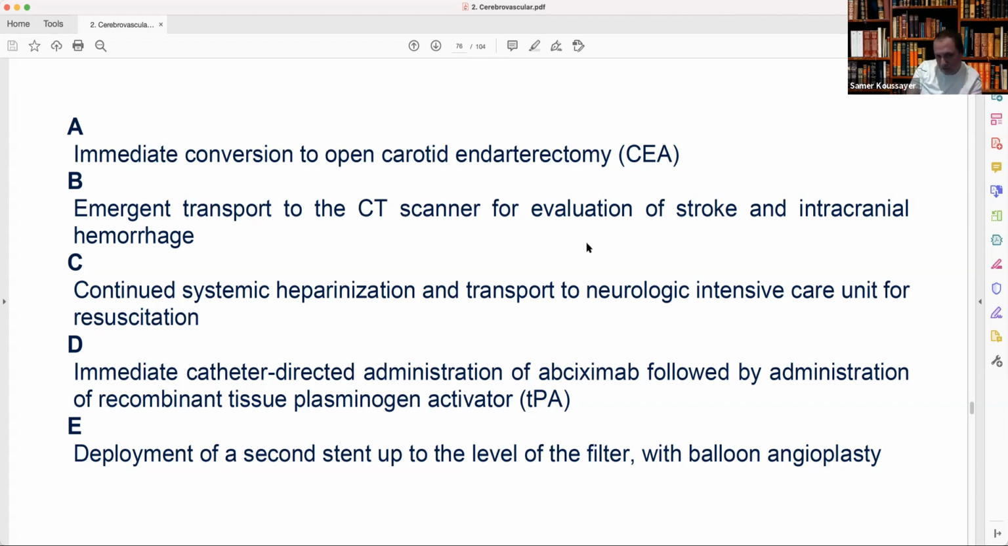So you can remove the filter and the wire is still there. So if you have any issue, any problem, you still have the wire, you can go over it and you can fix the dissection.